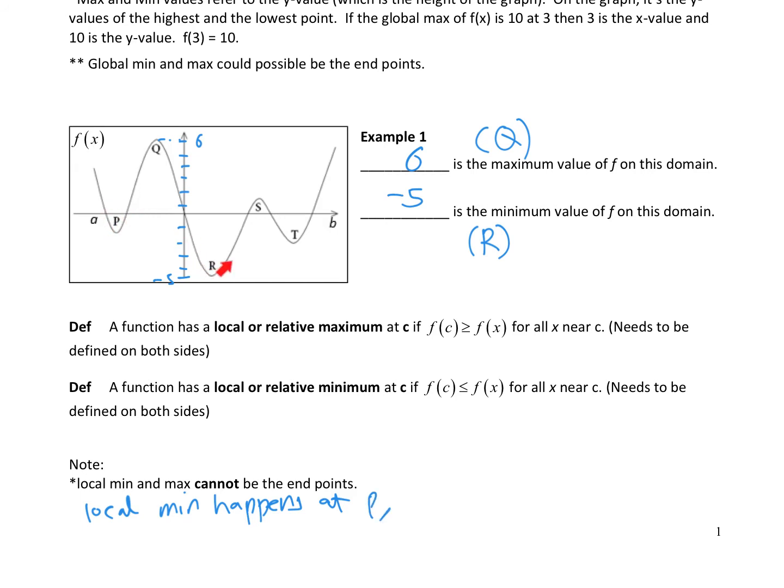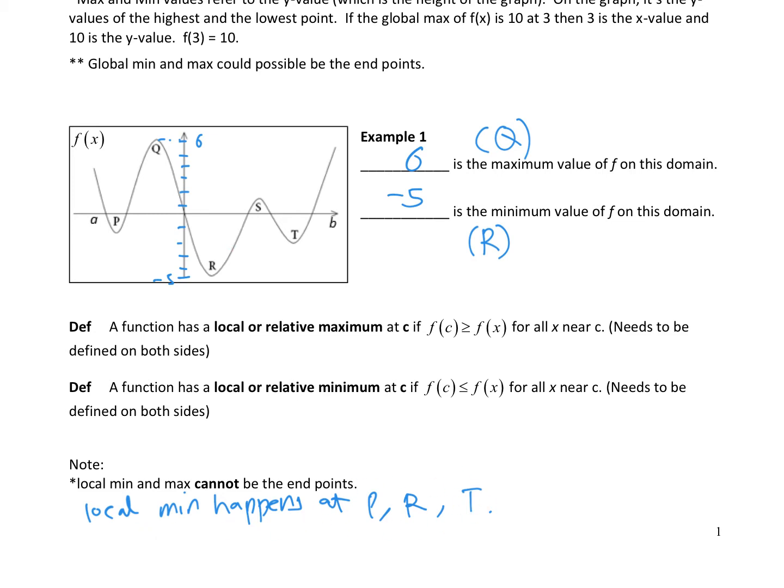It also happens at R. And what else? It also happens at T. Right? So those are 3 lowest points around their neighborhoods. If you're P, if you look around you, you're the lowest point. If you're R, if you look around you, you're the lowest point. You're T, if you look around you, you're the lowest point. Let's say you're Q, you're not the lowest point, right? Or if you're a random point here, you're not the lowest point around you because one side is higher than you, the other side is lower than you. So local min happens at these 3 points.